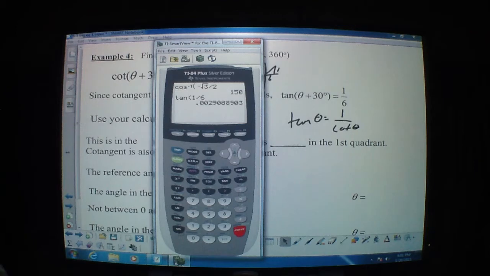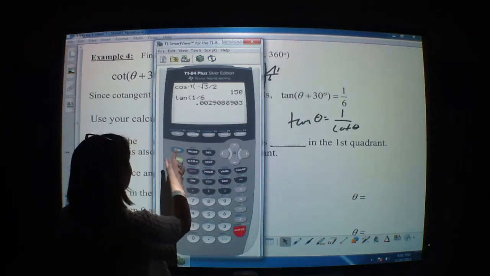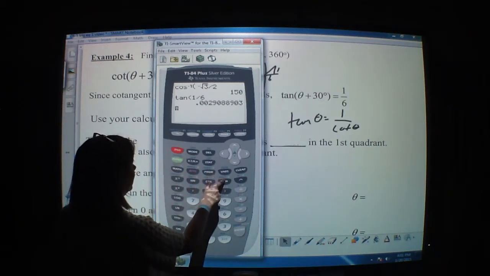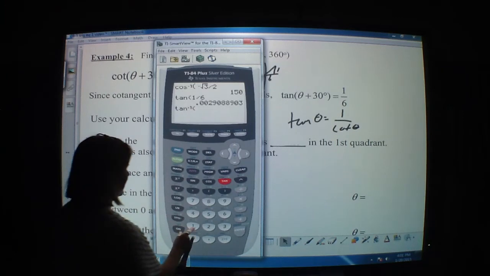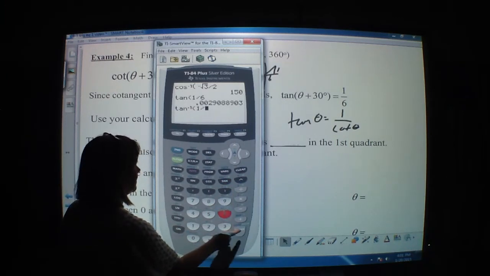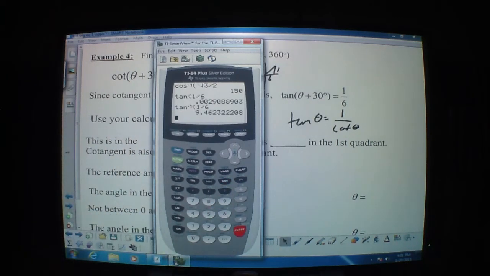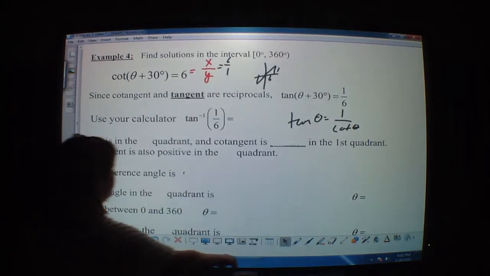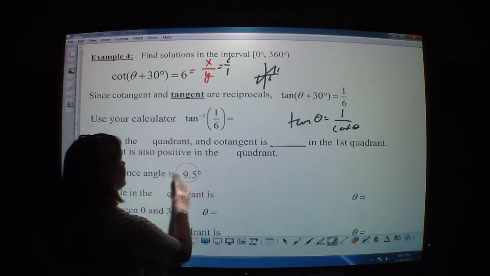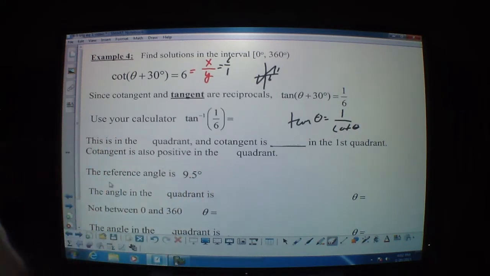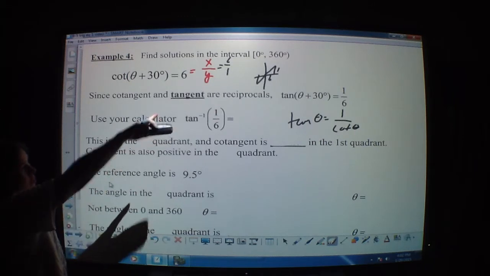That's not inverse tangent. I was wondering, it didn't look right. Inverse tangent, I did just tangent, 1 divided by 6. Much better. 9.46 degrees. 9.46, rounded to 9.5. I already drew what quadrants I'm in.